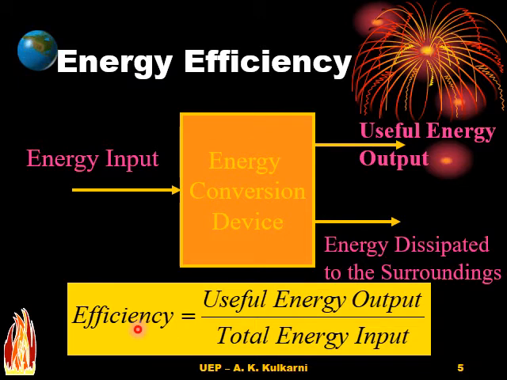So the efficiency is given by what? To find any efficiency, the basic definition is output divided by input. Here the output is the useful energy, divided by the total energy input provided to that device. In this way, we find the energy efficiency of the devices.